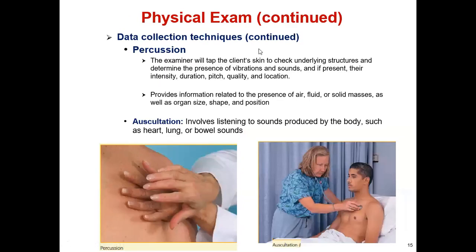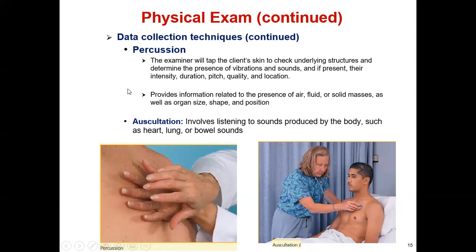Now let's go to percussion. In this picture, you can tap with the tip of your finger over your other finger, and you can hear the sound. So this is percussion, and this one is auscultation, using the stethoscope. In percussion, the examiner will tap the client's skin to check the underlying structure and determine the presence of vibration and sound.